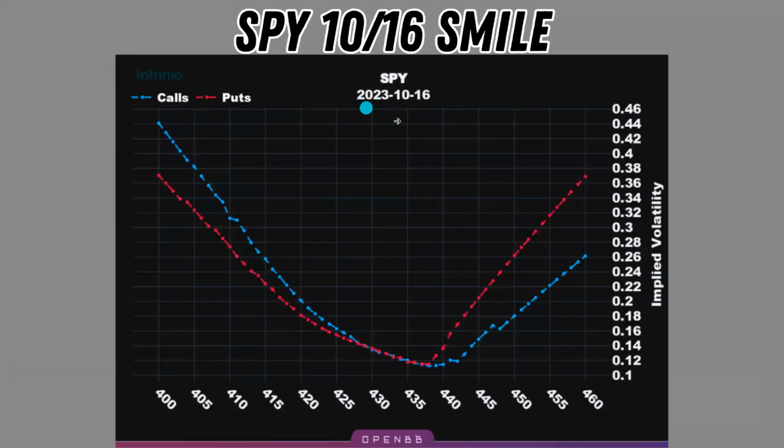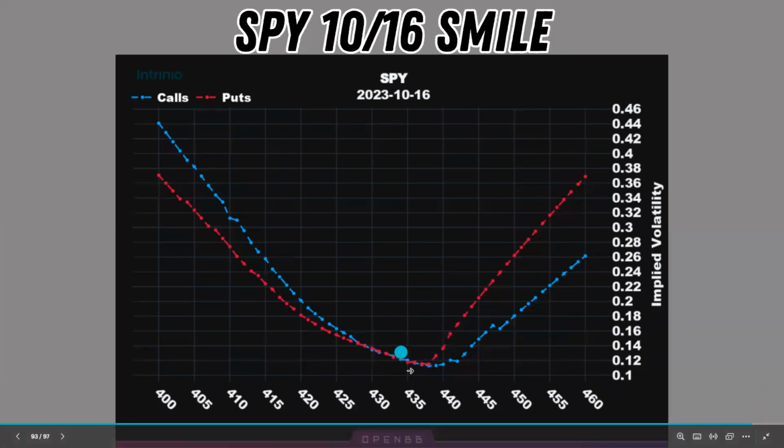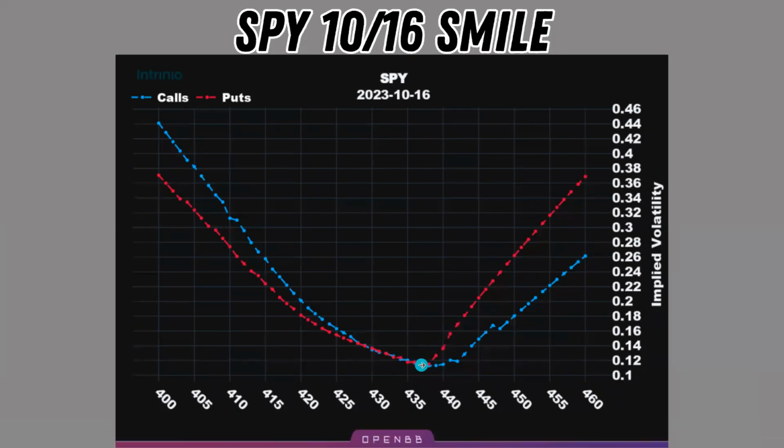So we can see this Monday expiration. The implied volatility for puts is much more elevated. And then you have your calls right here. The implied volatility is a little bit less, right? Remember, we're basically right around here for the price of the SPY ETF right now.